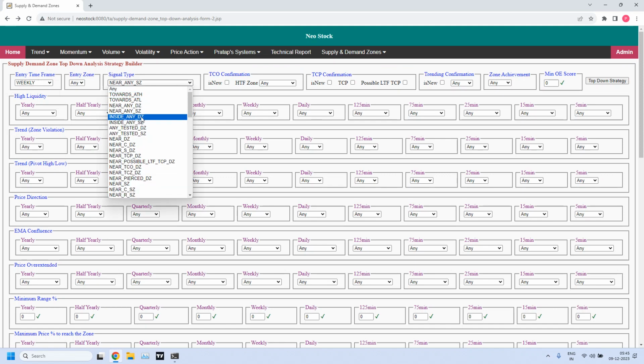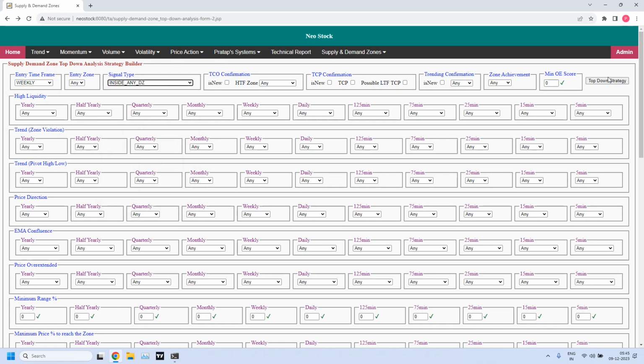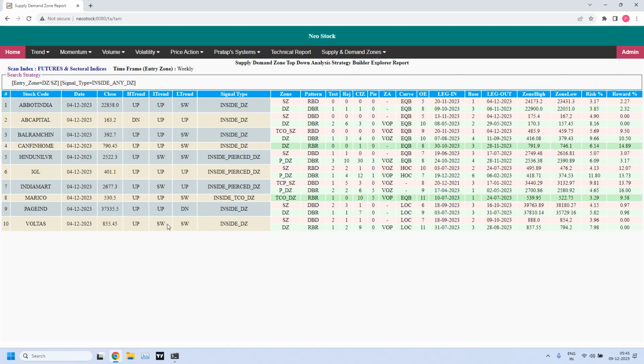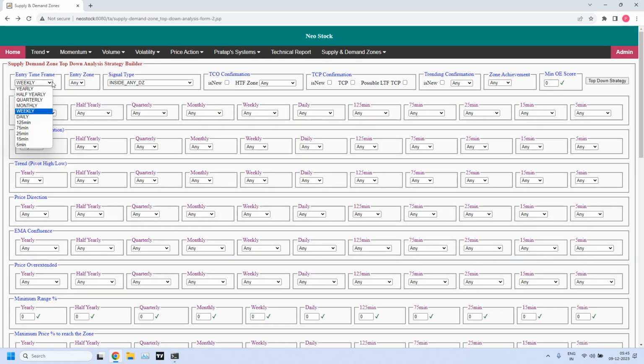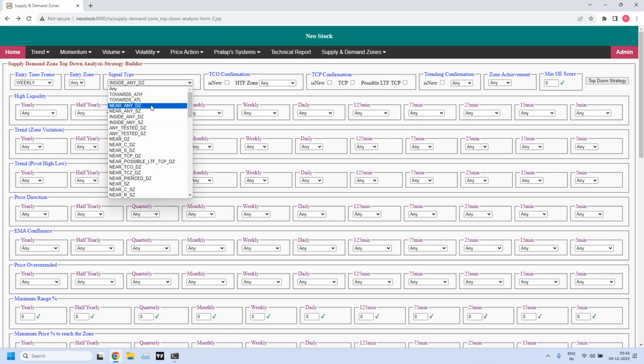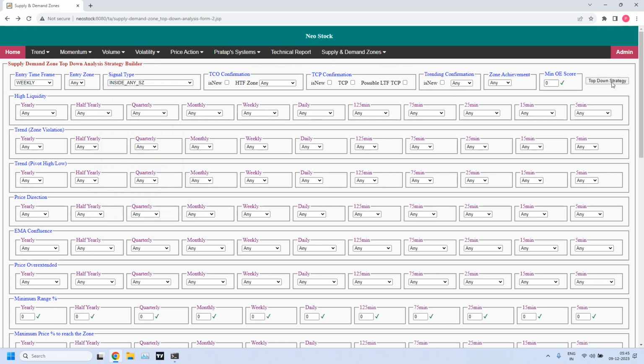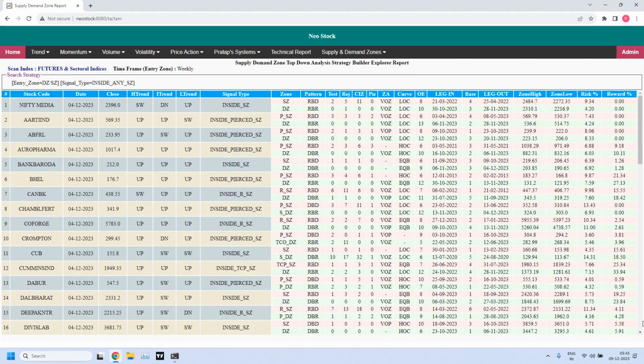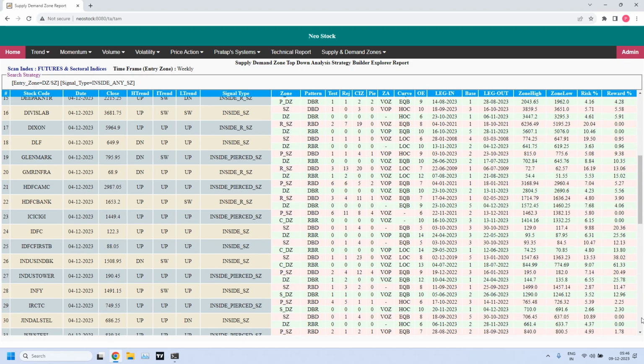Let us find the stocks which closed inside the weekly demand zone. These 10 stocks closed inside the weekly demand zone. Let's go back. Entry time frame is weekly. Let us find the stocks which closed inside the weekly supply zone. Now a good number of stocks are there inside the weekly supply zone. Let me scroll down.